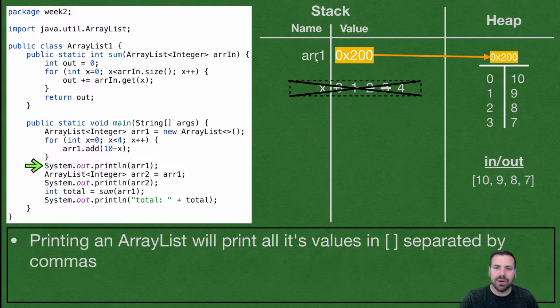And we called R1 dot add on 9, 8, and 7. So those values got added at the next available index. So we have an array list where index 0 stores the value 10, index 1 stores the value 9, index 2 stores the value 8, and index 3 stores the value 7 by calling add 10, add 9, add 8, add 7.